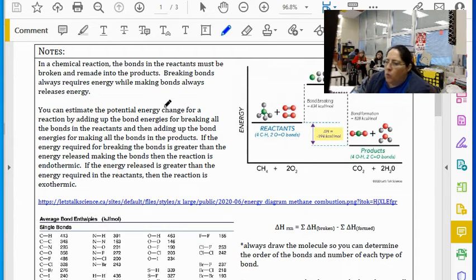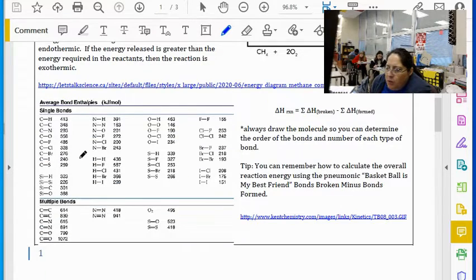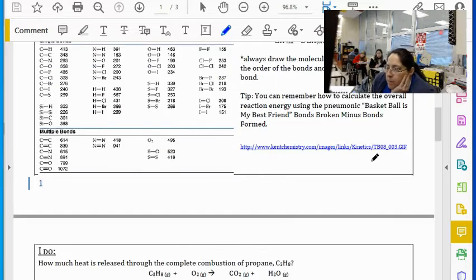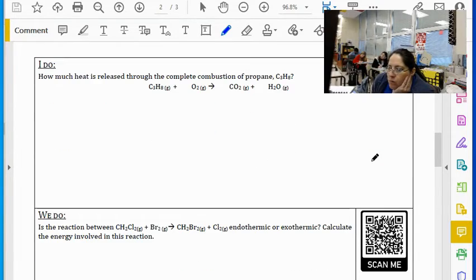Okay? So what they will do is give you a chart with the average bond enthalpies for the bonds that are broken. You have to start out drawing the molecules that are involved in your reactants and calculating how much heat is involved in that. And then you subtract the bonds that are broken in the products. Okay? That's it. We're already almost done with notes.